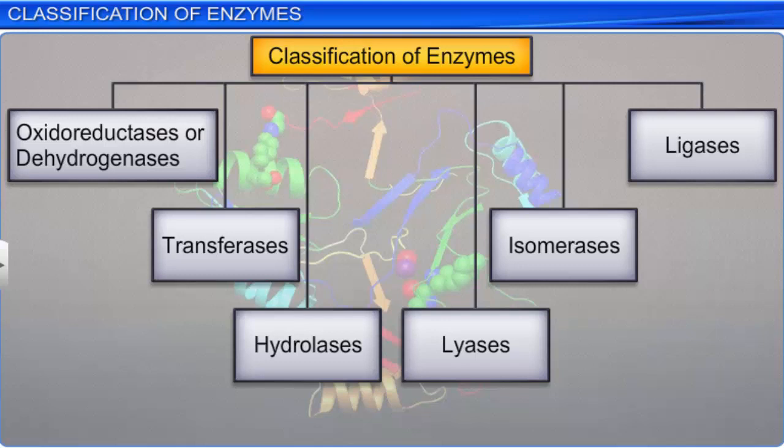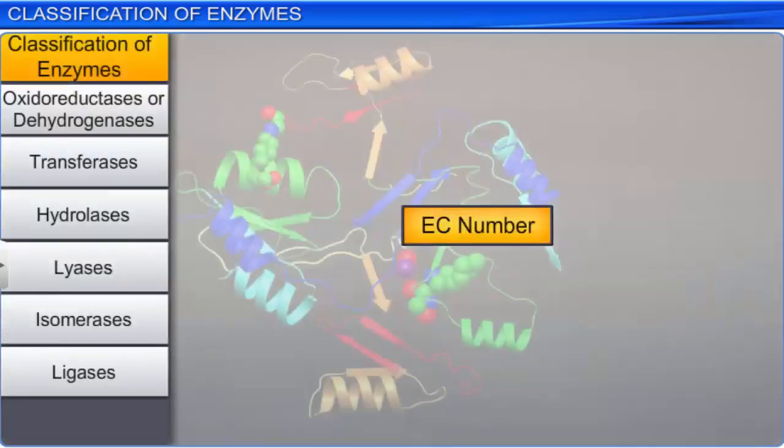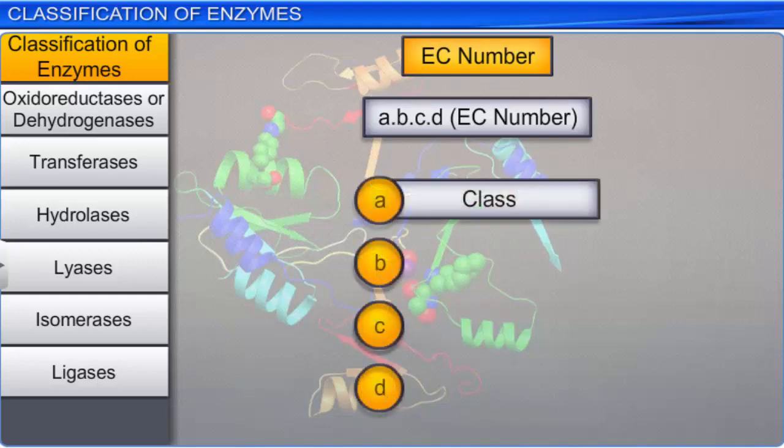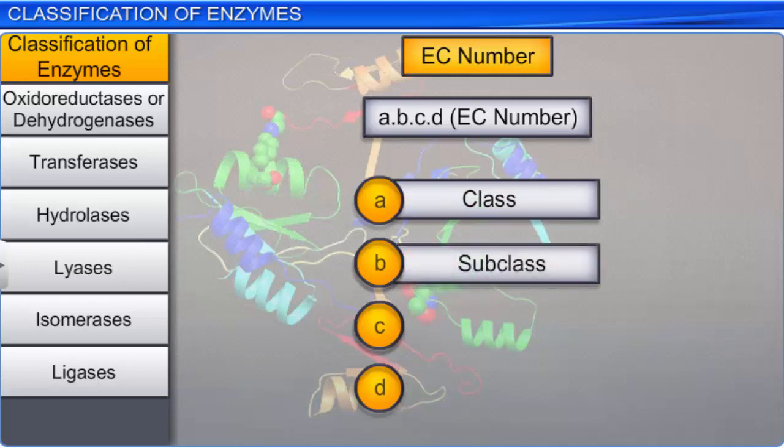In an EC number, for example, A, B, C, D, A will denote the class, B the subclass, C the sub-subclass, while D will denote the sub-sub-subclass.